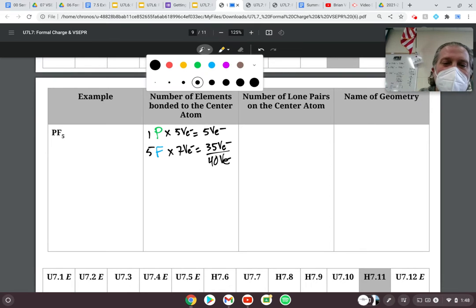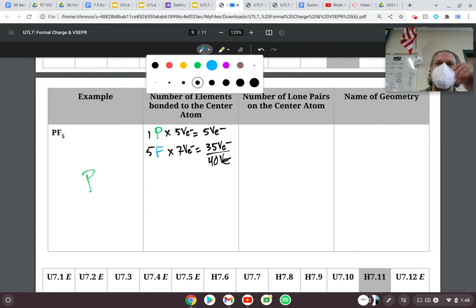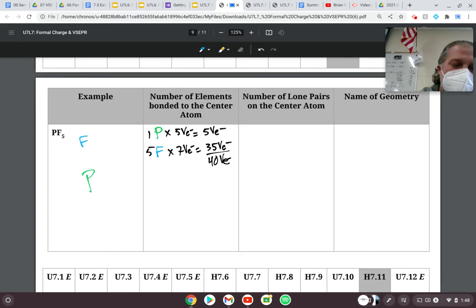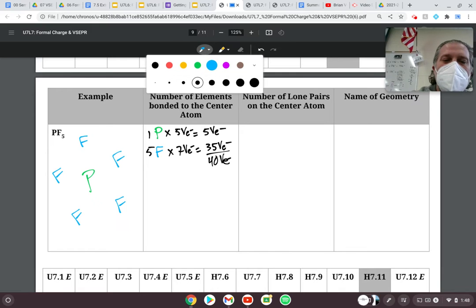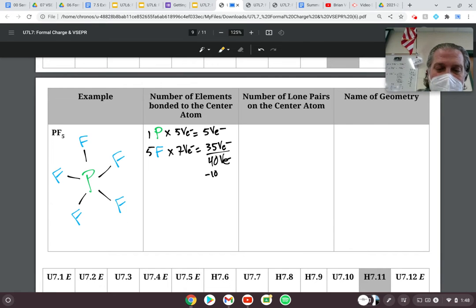So with that in mind, I'm going to put my phosphorus in the middle and bond all of the fluorines to it, looking something like this. Then I draw a line indicating that each of the fluorines has been bonded to the phosphorus. One line equals 2 electrons, and I used 5 lines, so I used 2, 4, 6, 8, 10 electrons. So now I have 30 valence electrons left.